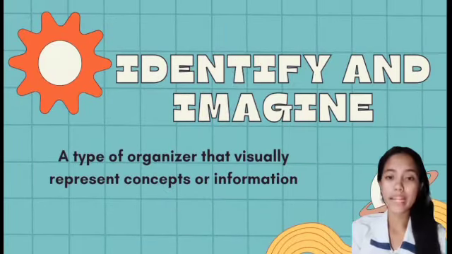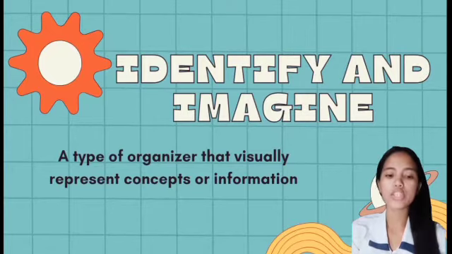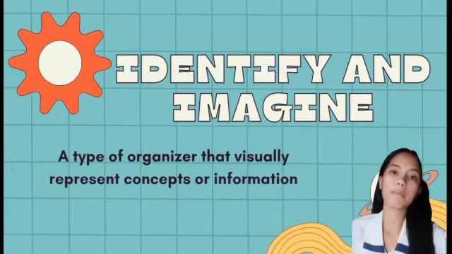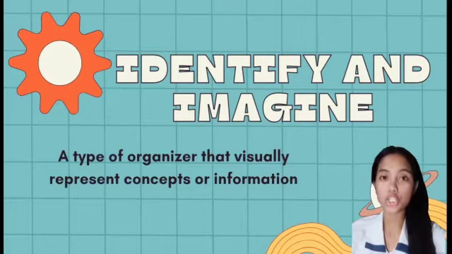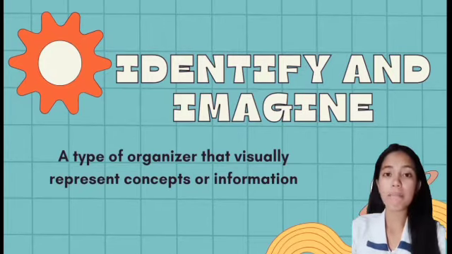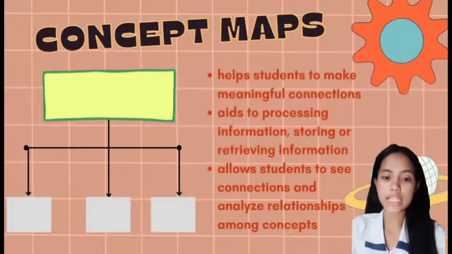So another type of organizer is the identify and imagine type. This type of organizer uses various shapes and forms to visually represent several concepts or pieces of information. Moreover, it helps in presenting information in a way that is easier to comprehend by breaking down larger or complex concepts or ideas into smaller and simpler parts. So one perfect example of this is the concept map or concept mapping.